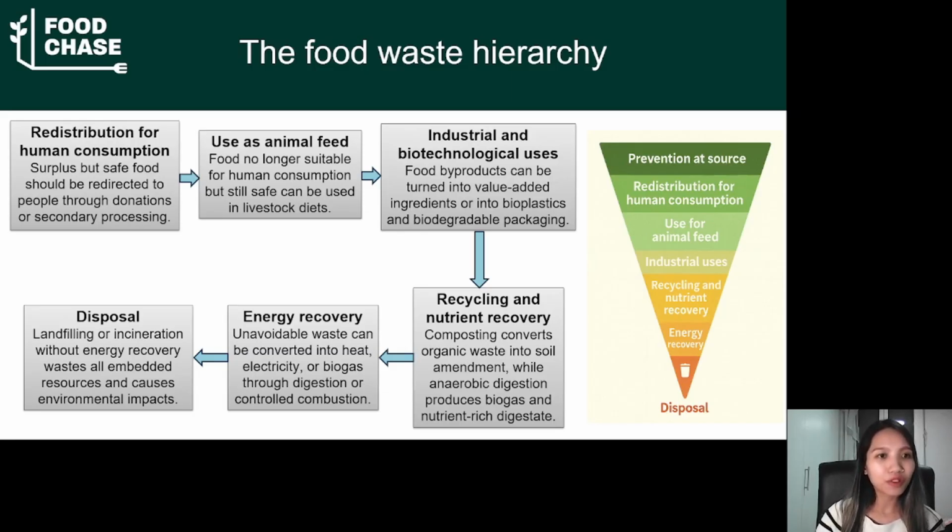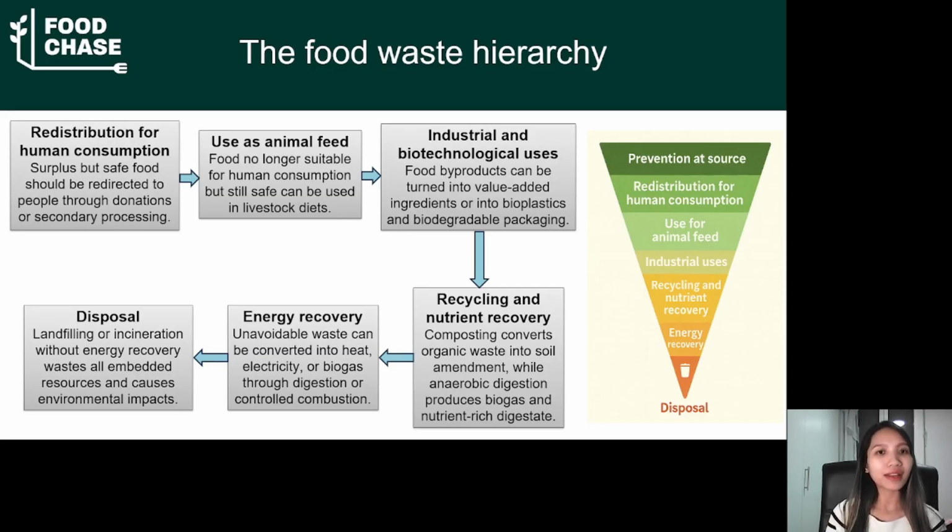Surplus but safe food should be redirected to people through donation or secondary processing. It means that the surplus food can be turned into ingredients for other food products, or it can be donated to the people in need. Since there are many people still struggling to put food on the table, this is not only a very nice thing to do, but also a way to conserve the maximum value of the food product because the food still remains in the human food supply chain.